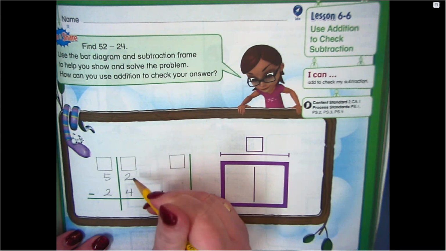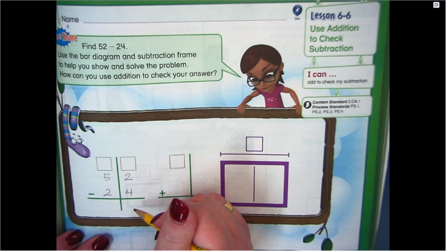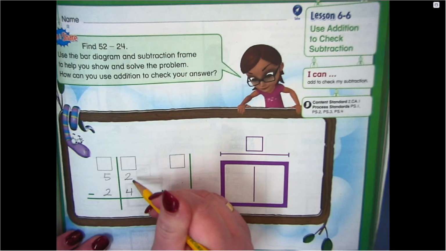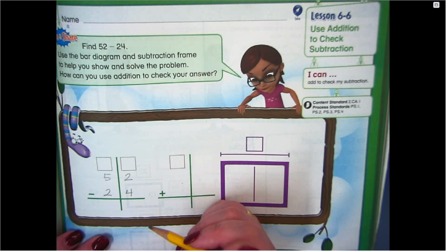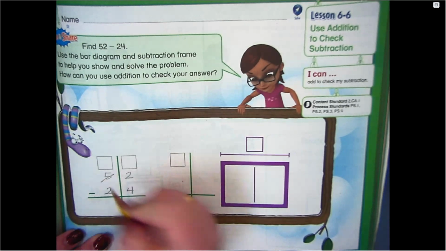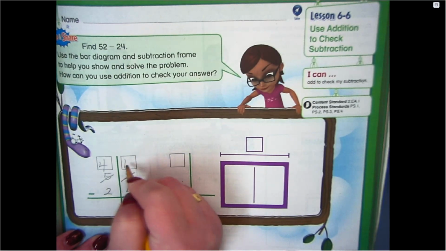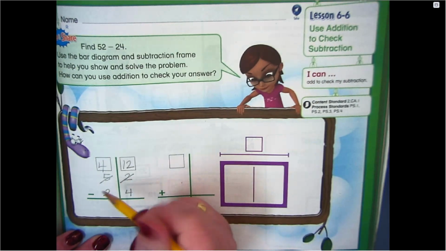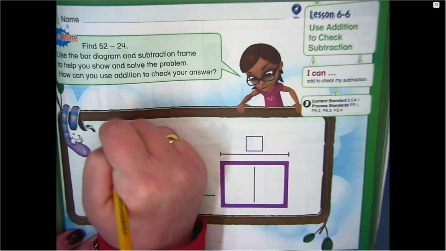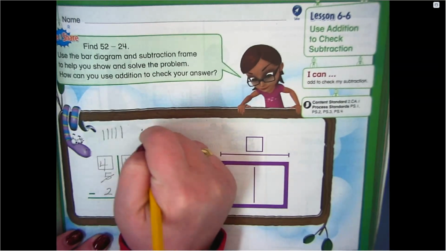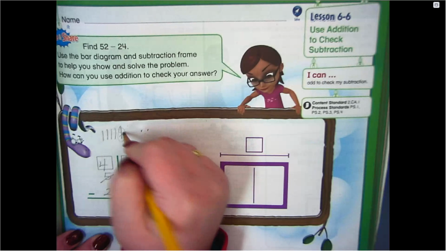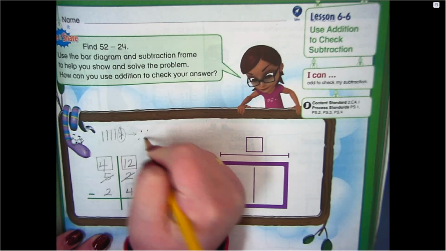So the first thing we need to do is compare our ones. We know that 4 is bigger than 2, so we have to regroup. That means our 5 is going to become a 4, and our 2 is going to become a 12. This happens because I had 5 tens and I had 2 ones. I took 1 ten away and added it to my ones place.